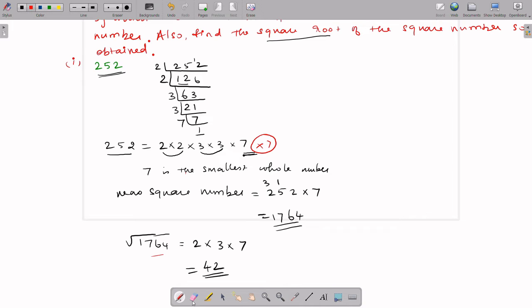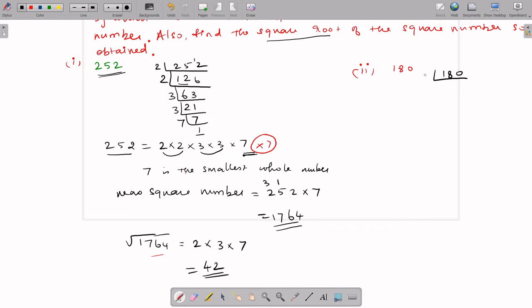Next we will do the next problem, the second subdivision. What is our second subdivision? Here also there are lots of problems to find out. 180. So use L division, use L division to factorize this. Then only you can know which number is multiplied to get a perfect square for this.